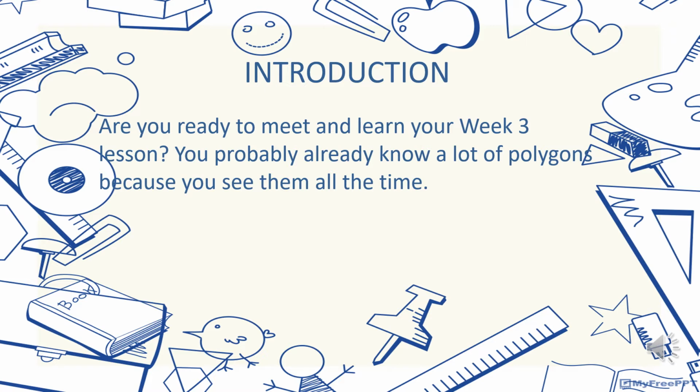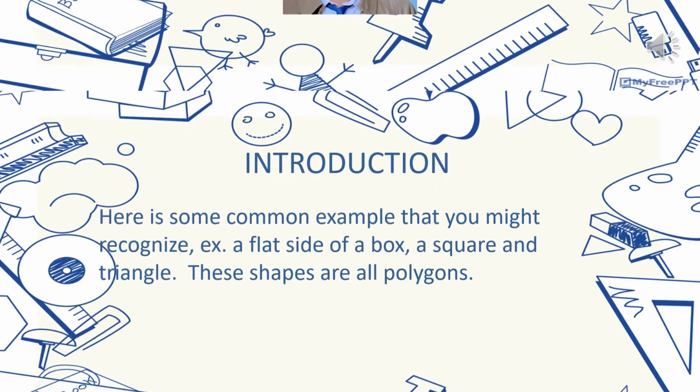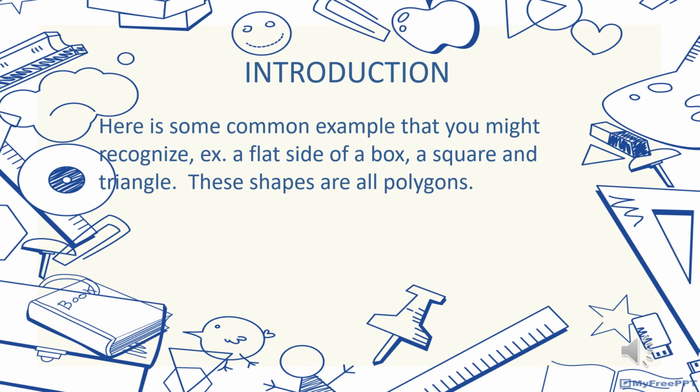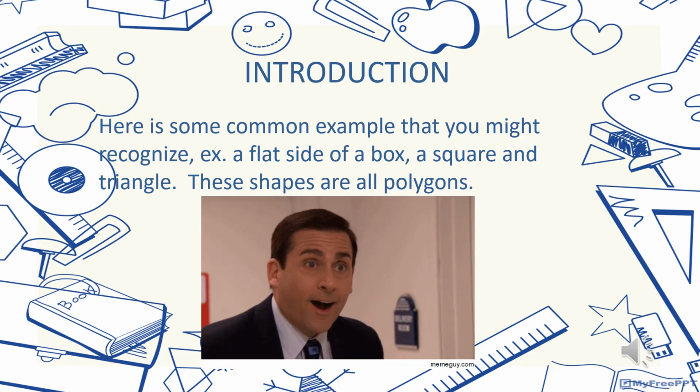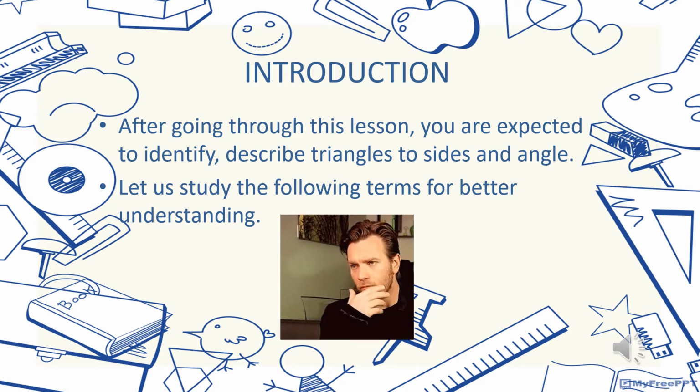You probably already know a lot of polygons because you see them all the time. Here are some common examples that you might recognize: a flat side of a box, a square, and a triangle. These shapes are all polygons. After going through this lesson, you're expected to identify and describe triangles according to sides and angles. Let us study the following terms for better understanding.